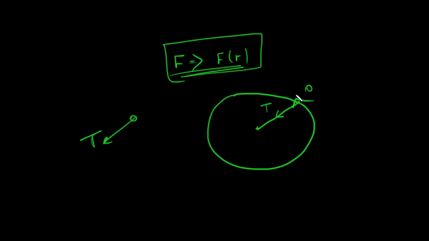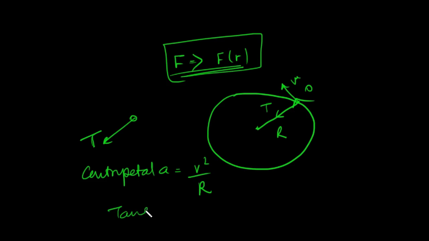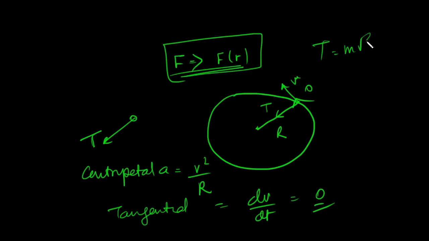And what do we know from a circle? If a particle goes with a constant velocity v, then this means tension is causing acceleration of the particle, and since velocity is constant, there will be only one acceleration, which will be centripetal acceleration. So centripetal acceleration would be equal to v square by r, as discussed earlier, and tangential would be 0, because tangential acceleration is dv over dt, and as v is constant, it will be 0. So what is the force? Tension is mv square by r.